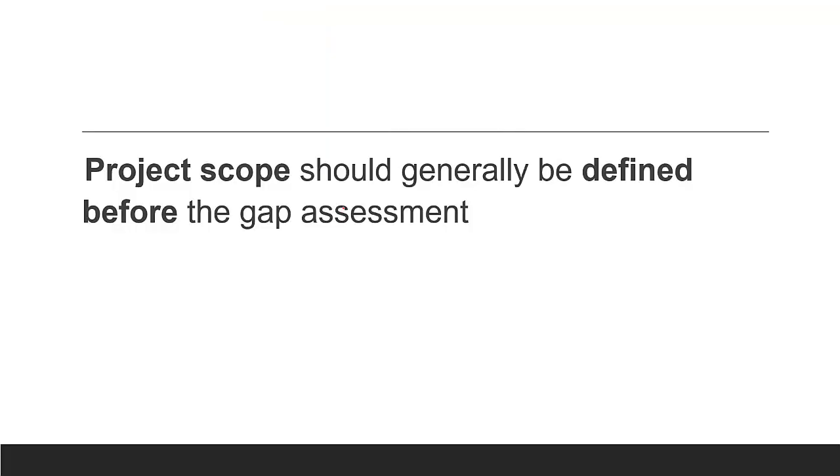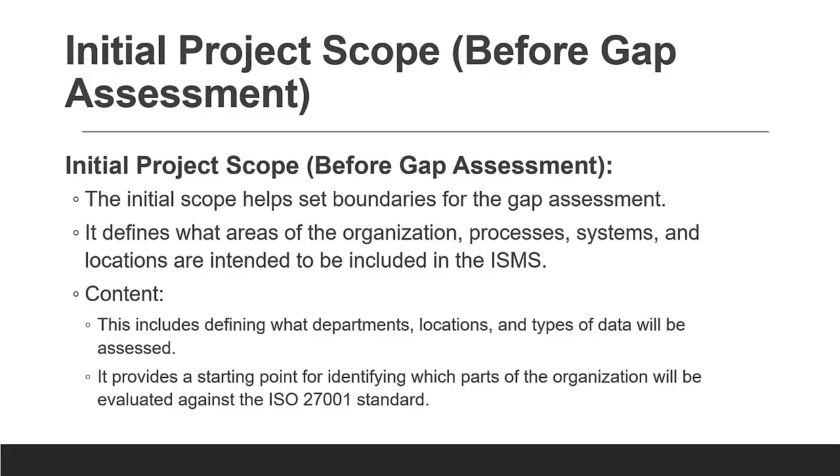So project scope should be generally defined before the gap assessment. Is it clear? So the scoping document we're talking about, right? That initial scope only helps you to set the boundary, where you want to implement 27001. It also defines what areas of the organization, process, system, locations are intended to be included in the ISMS. And it includes defining what department, location, type of data you want to evaluate. So I have not done the gap assessment so far. We are just talking about what needs to be included in the ISMS 27001.